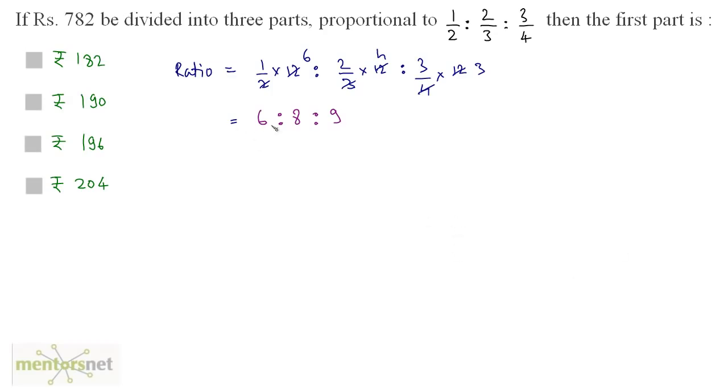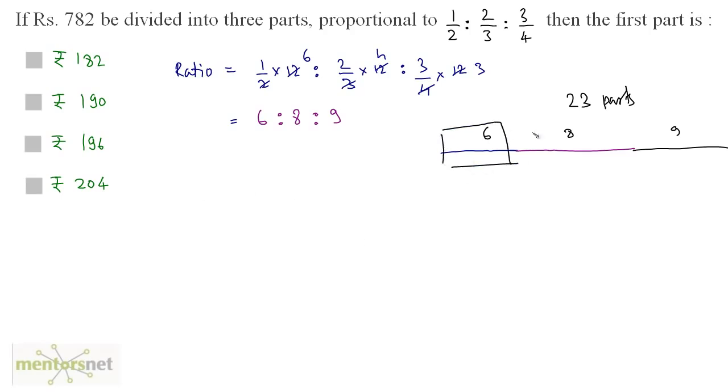Now consider these parts as strings. So the first string is 6 centimeter long, the second string is 8 centimeter long, and the third string is 9 centimeter long. Right, 6, 8 and 9. So the total length of this string is 6 plus 8 plus 9, which is 23 parts. So this is a 23 centimeter long string, and you want the first part. Now assume that these rupees are some sort of a string, and out of this string you want the first part, which is 6 parts out of 23 parts.